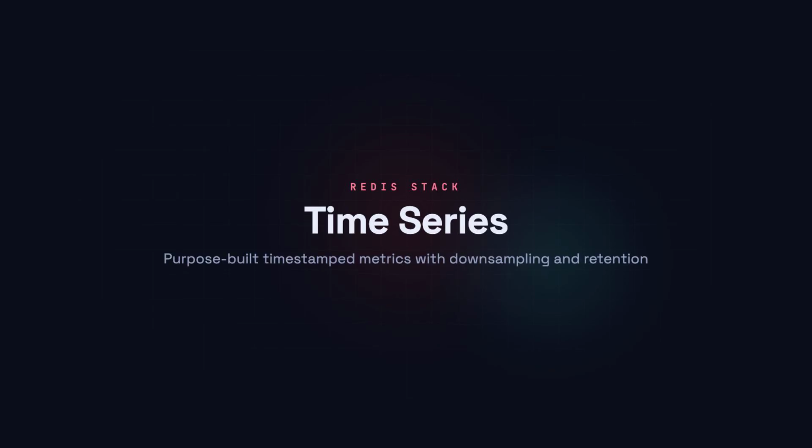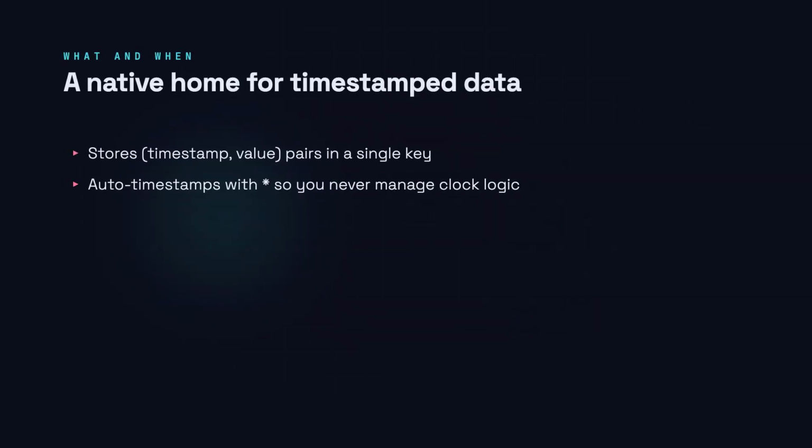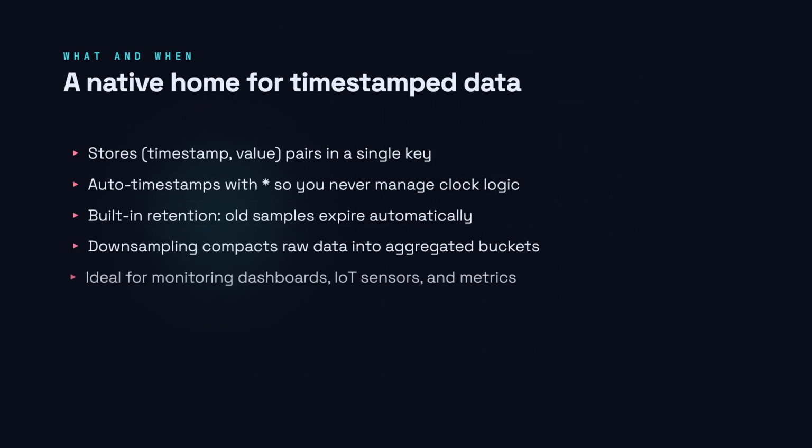RedisTimeSeries is a Redis stack module that gives you a native, purpose-built data structure for storing and querying timestamped metrics. No hacks, no workarounds. Instead of shoehorning metrics into sorted sets or lists, RedisTimeSeries gives you a dedicated structure that understands time, with retention policies and downsampling baked right in.